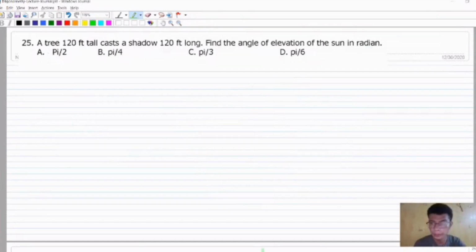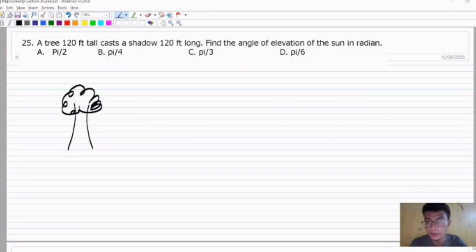Number 25. A tree 120 feet tall casts a shadow 120 feet long. Find the angle of elevation of the sun in region. Ito yung puno natin. And this tree has a shadow. So ito, gawin natin na ganyan.